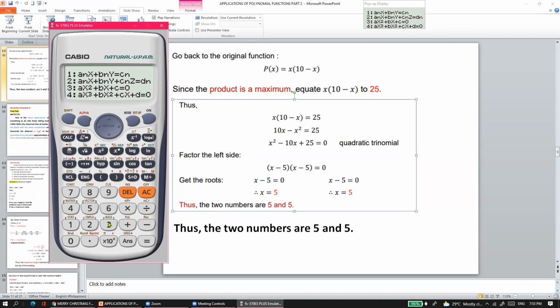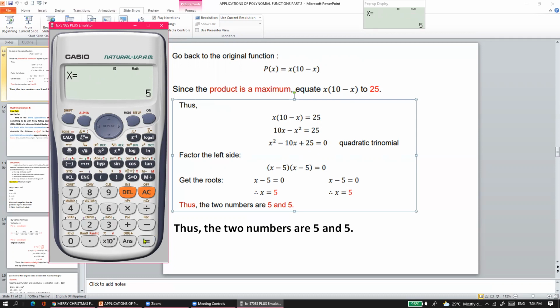I'll just type this, mode 5, and then I'll press 3. Mode 5, 3 lang. So pagka-type ko ng mode 5, 3, magtatanong ang calculator ng value ng A, ang ilalagay ko is 1. And then I'll press equal. Ano daw ang value ng B? So ang value ng B dito is negative 10. I'll type negative 10. And then I'll press equal. Ano daw ang value ng C? That is 25. I'll press 25.